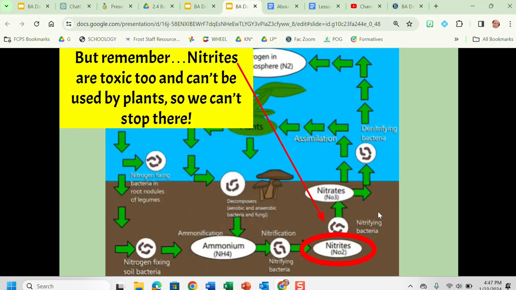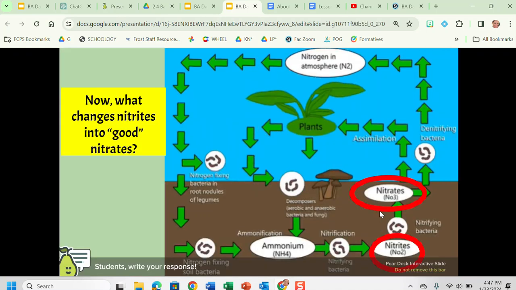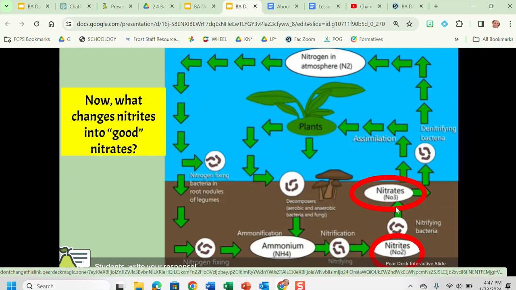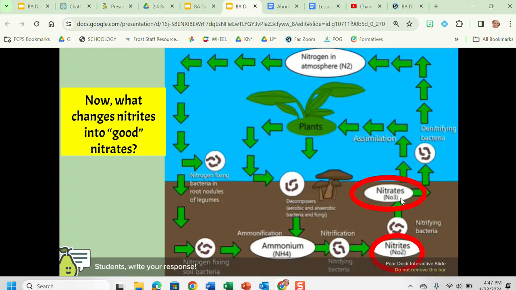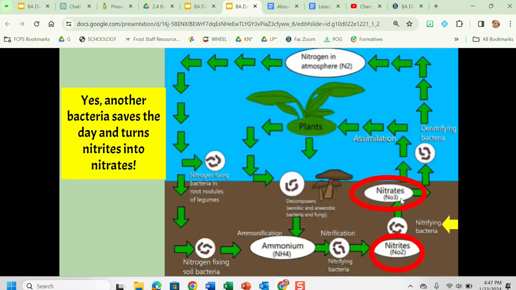Nitrites are toxic. We can't really use them. Plants can't use them. So we go back to our friends, the bacteria, and say, hey, bacteria, that was close. Can you try again for us? And bacteria is happy to oblige. And so the bacteria tries again and changes nitrite, which is NO2, into nitrate, NO3. Nitrate is the good nitrogen compound. Another bacteria saves the day and turns those nitrites into nitrates. The bacteria are very important in this whole process.